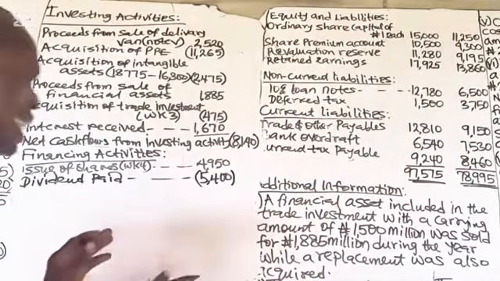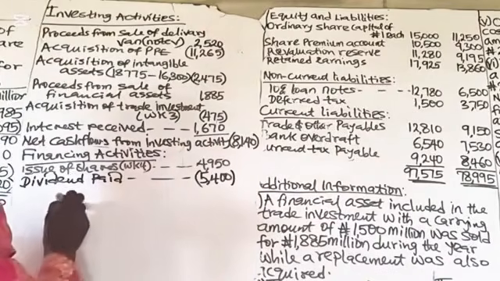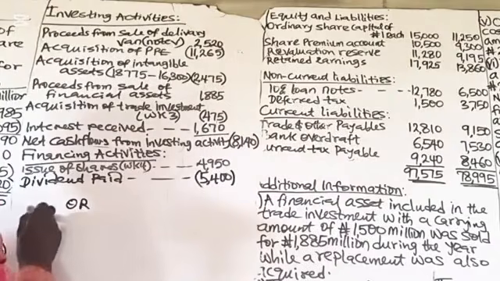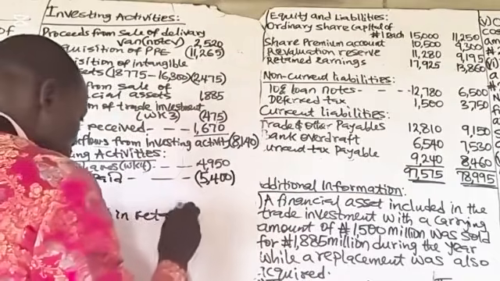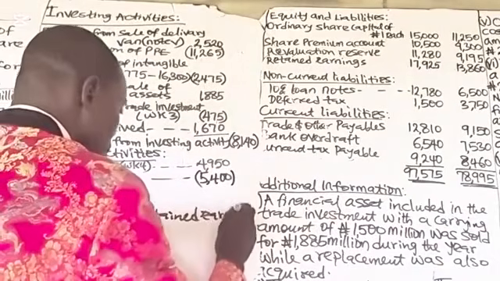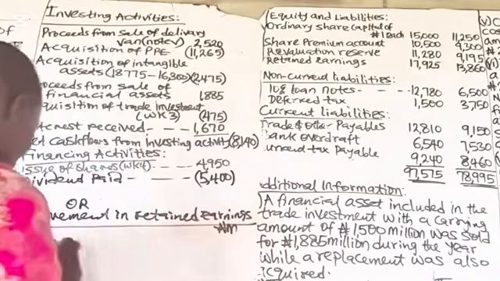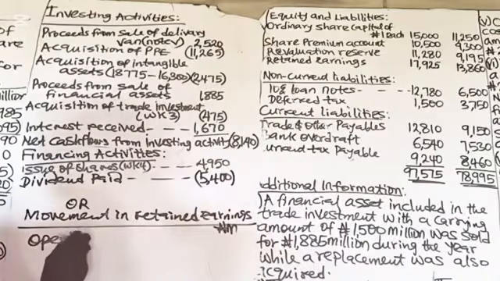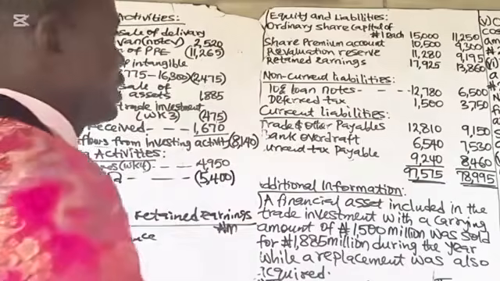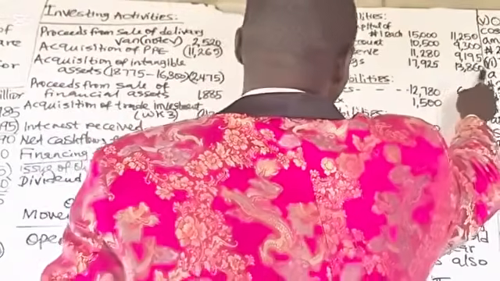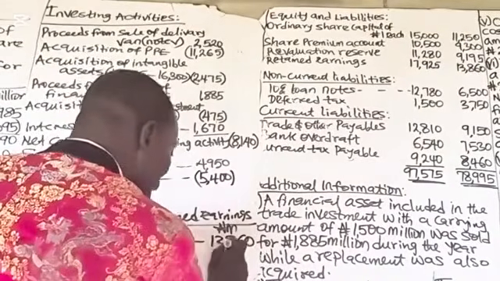then you will determine it through the movement in retained earnings. Movement in retained earnings. The starting point is the opening balance. How much is the opening balance of retained earnings? You have 13,860. That is the opening balance.